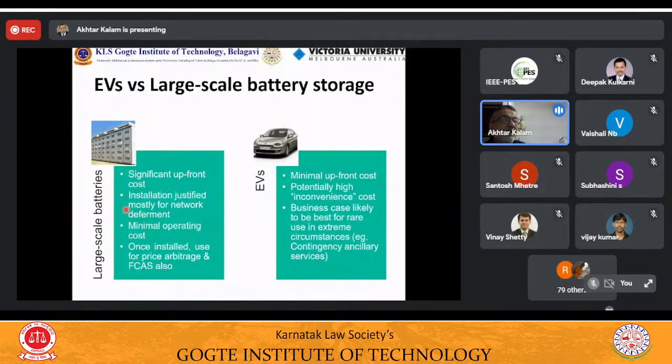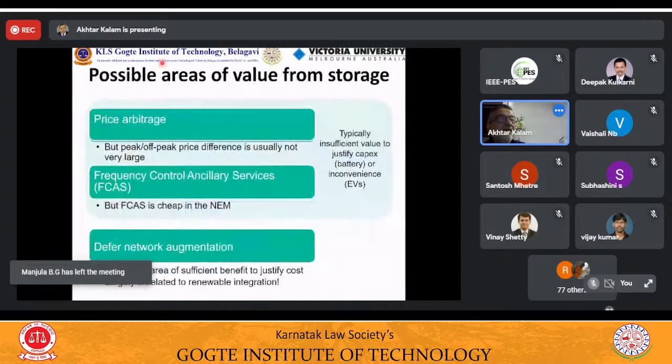But this installation is justified because of network deferral, and there is minimal operating cost. Once installed, you can use it for price arbitrage and the frequency control ancillary services, as I mentioned in my previous slide. You can do that for price arbitrage, and you can do that for FCAS. And remember, I told you, FCAS is cheap because it's controlled by the energy operator.